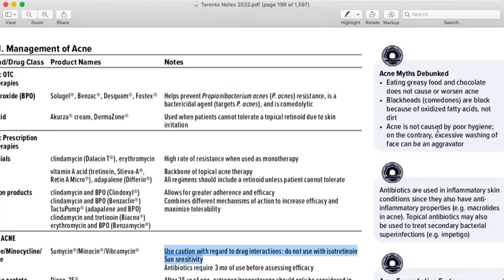Now coming on to the sidebar, acne myths debunked. Like eating greasy foods can cause it, eating chocolates can cause it. No, it does not cause it. Blackheads are black because of the oxidized fatty acid. No, it's not the dirt. Acne is not caused by poor hygiene.